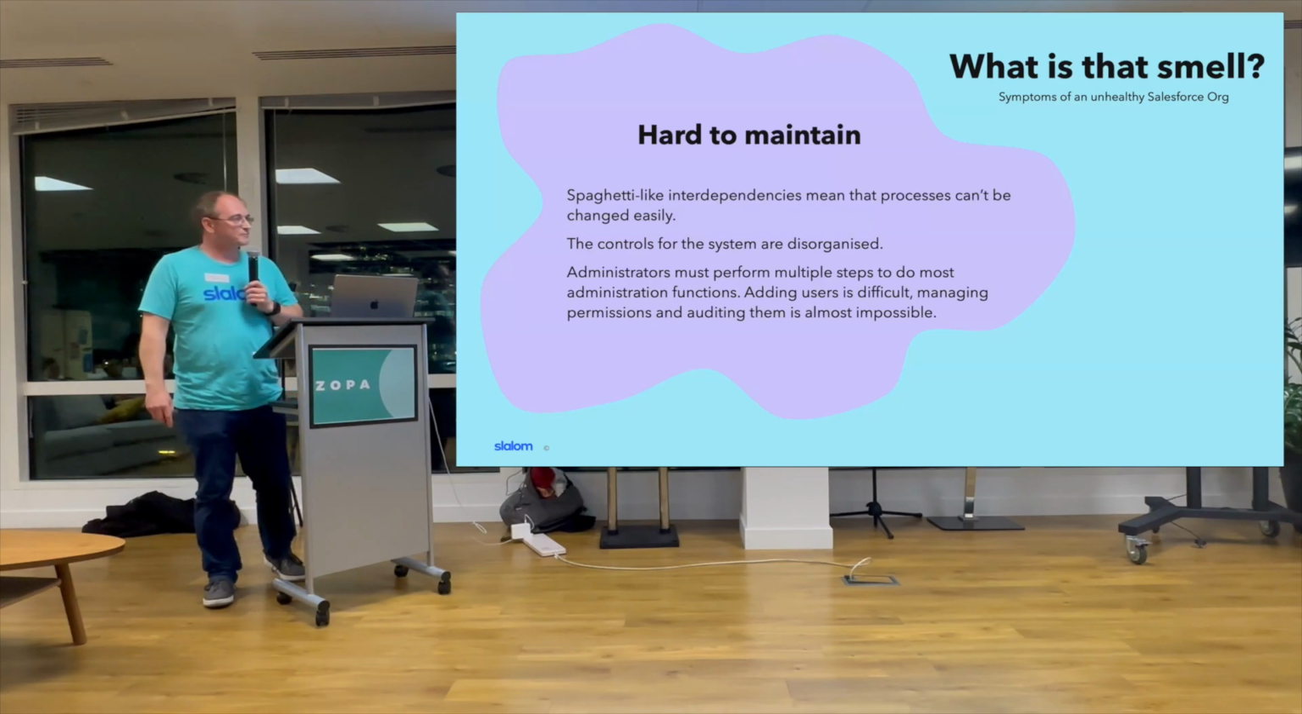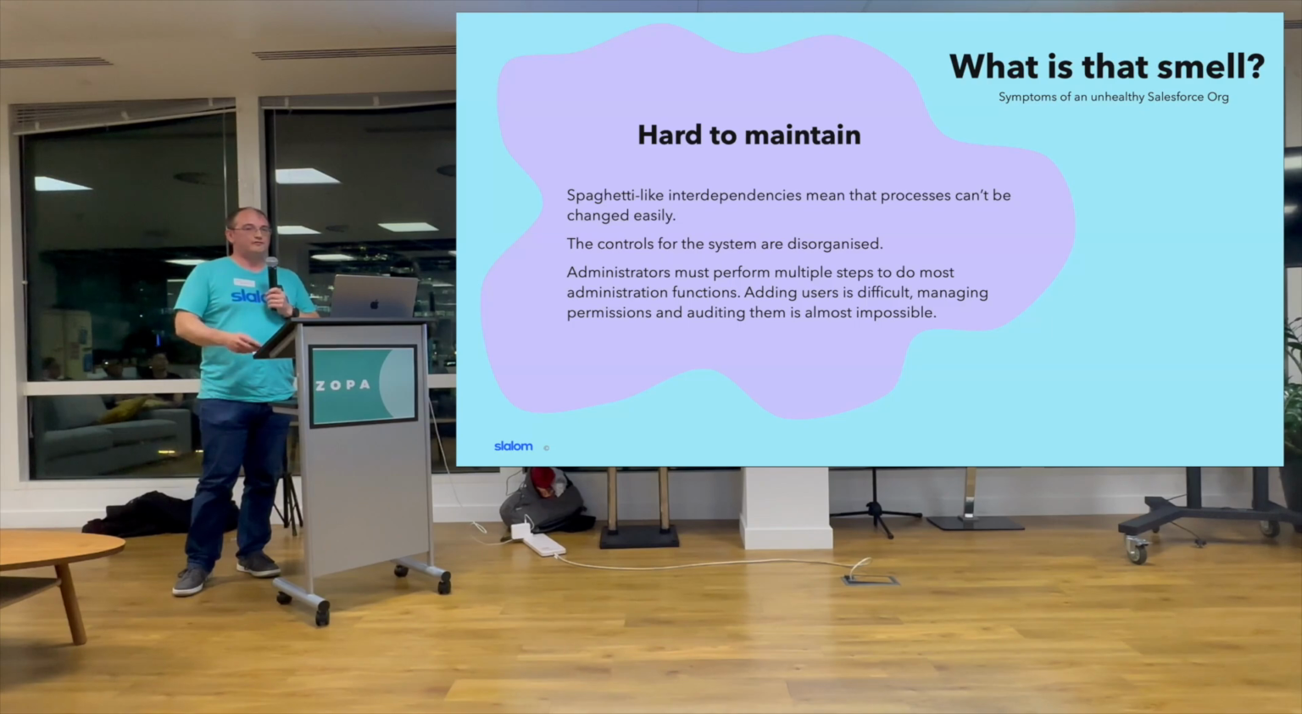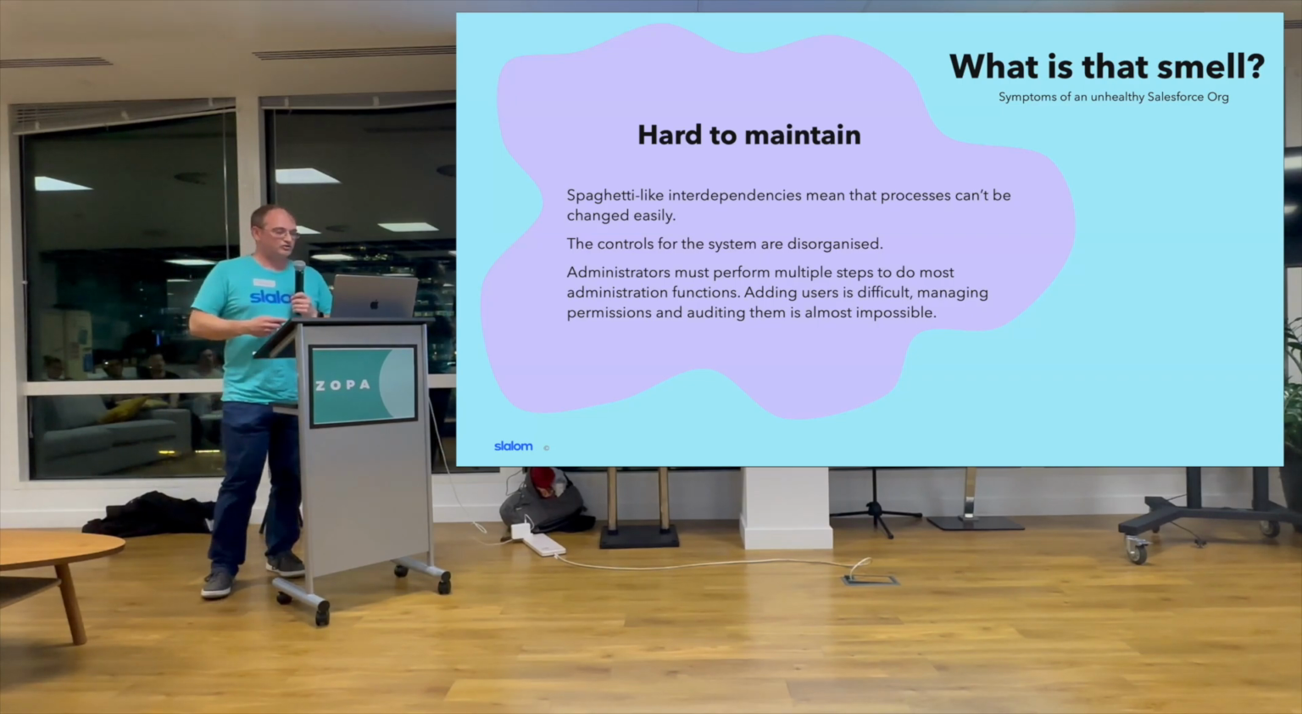Maintenance then. If you've got spaghetti-like interdependencies between code and flows, if you've got no consistent way of doing stuff, that's going to make it hard to maintain. So you can't move. You won't get the right level of velocity if you're using Agile. You won't be able to do the stuff you want to do. So your business is going to be frustrated by how sluggish you respond.